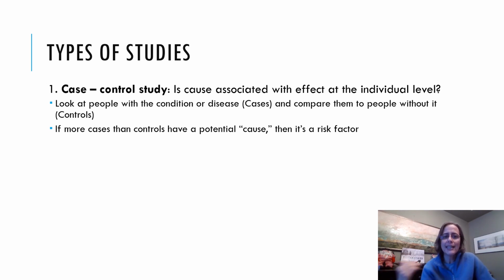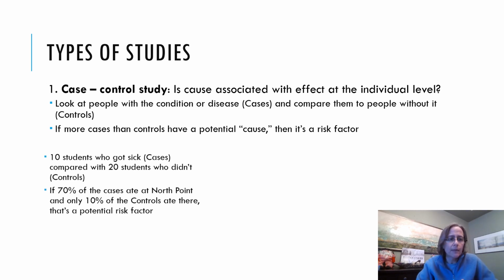What we're going to do is a case control study. People with the condition or disease are cases, and people without it are controls, right? So we're going to see among people who drowned versus people who didn't, did the people who drowned eat more ice cream? And if they did, as individuals, then maybe there is a causative contribution there, right?